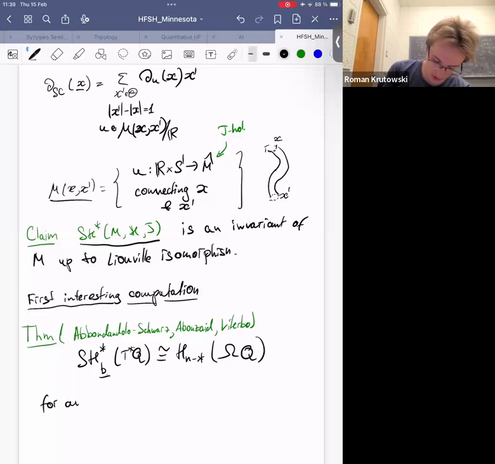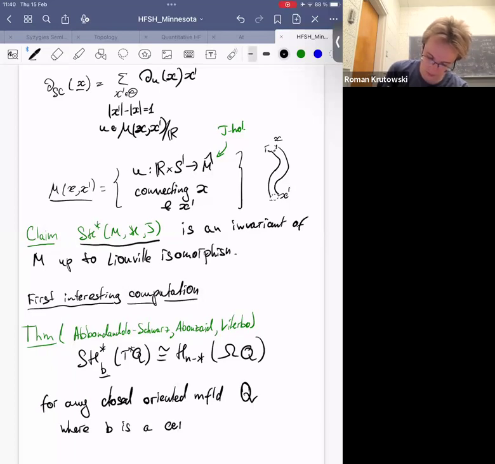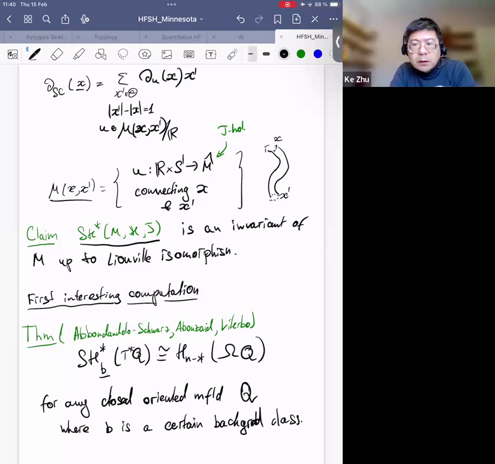So let's say for any closed oriented manifold Q, where B is a certain background class. Maybe I'll say more closer to the end about this background class, but it's kind of important that there should be a twist.